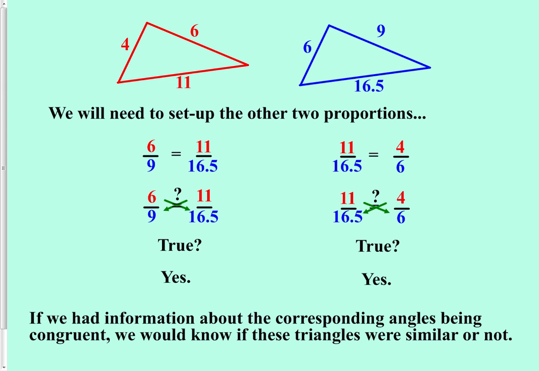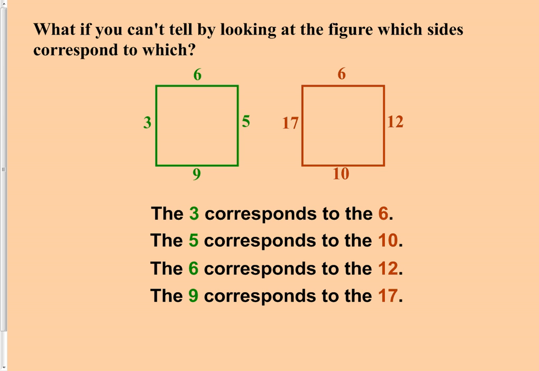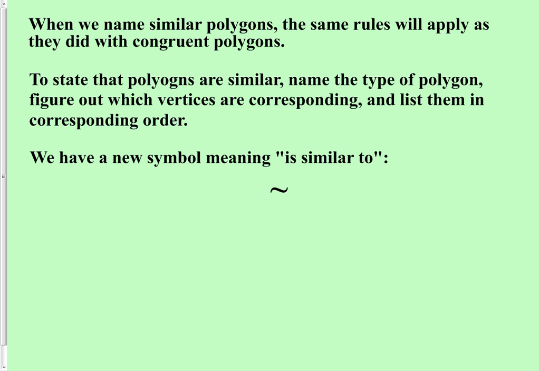Since all of the sets of corresponding sides were in fact proportional, then I would be able to say, yes, these two triangles are similar by side, side, side. Because again, I didn't know anything about the angles, but I did prove that all three sets of corresponding sides were proportional. So again, corresponding does not depend on how the figure is sitting. It has to do with what properties the figures share from one figure to the other.